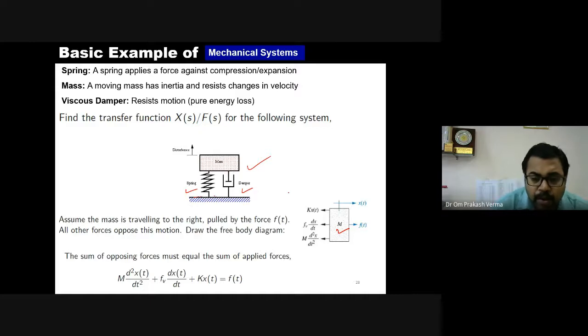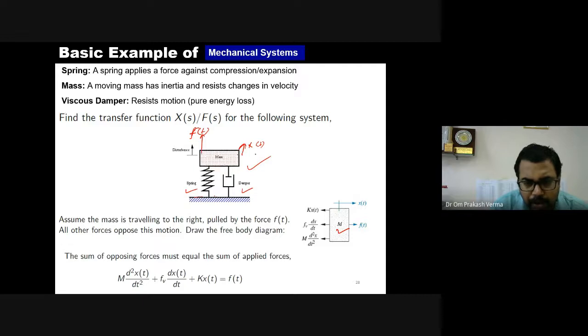Okay, so if any force is applied on this mass in the upward direction, then obviously displacement will occur. Suppose you have applied force f(t) on this mass, then the displacement x(t) will occur. Okay, and the balancing force will occur in the spring and damper as shown here. Due to the mass, it is well known.